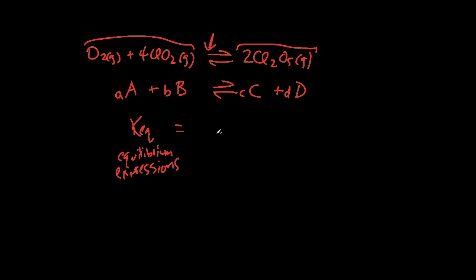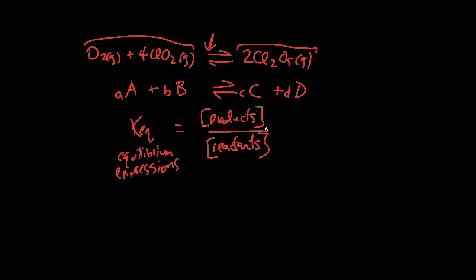Which basically says that I need to put the concentration of my products over the concentration of my reactants. And that's really all an equilibrium expression is. It's just a numerical representation of how much products you have in relation to how much reactants you have.